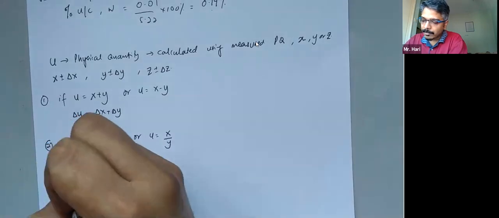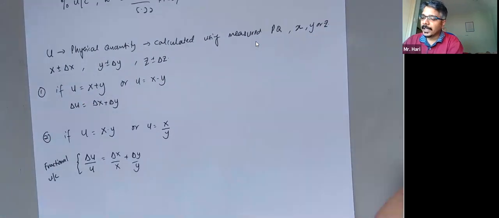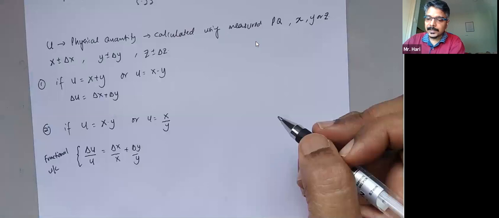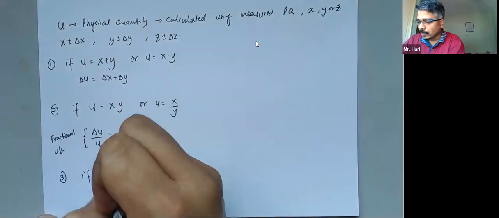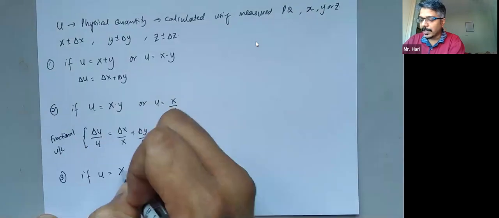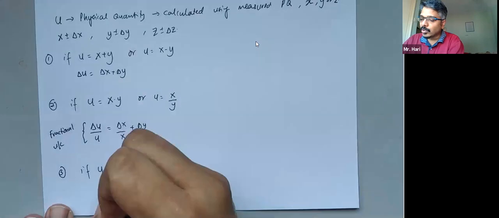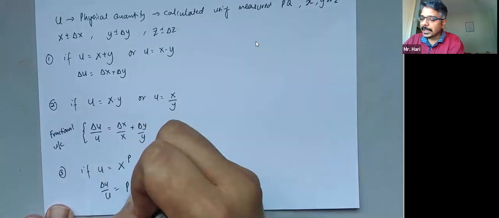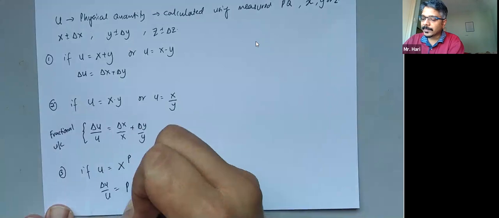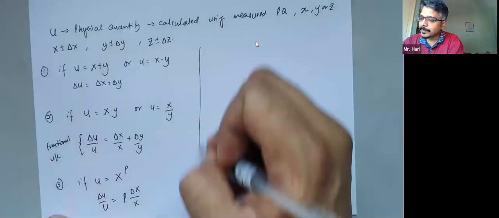Fractional uncertainty for U, okay? And the third case, if U is equal to X to the power of P, and P is a constant, so delta U over U is equal to P delta X over X. Okay.